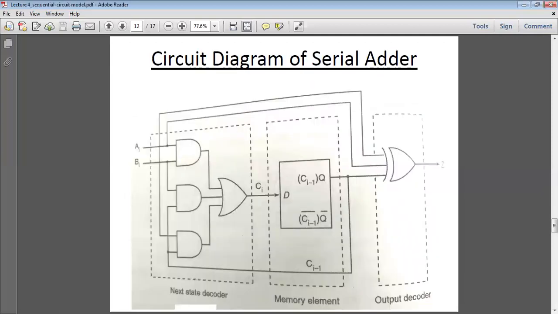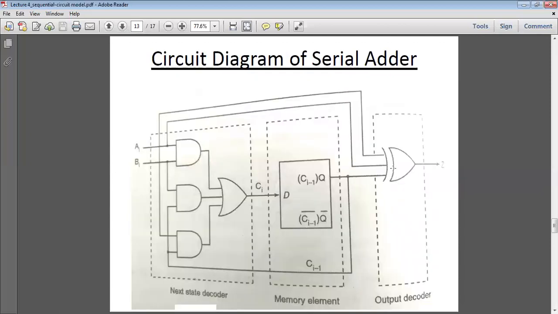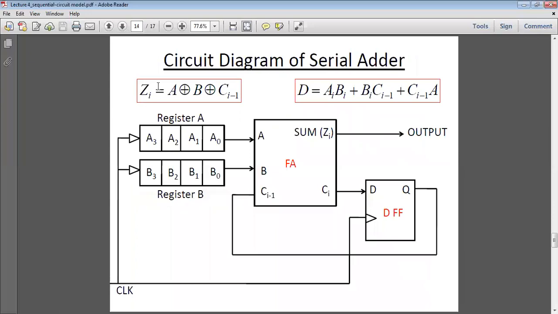So this OR gate. So this is D. And what is the final output? This is XOR of A, B, and Ci minus 1. So this is for a particular bit AI and BI. If you consider all the bits, AI means A3, A2, A1, A0, BI means B3, B2, B1, B0. So in that case, how can we design? So this is the final circuit. Zi is equal to A XOR B XOR C, and D is equal to this.